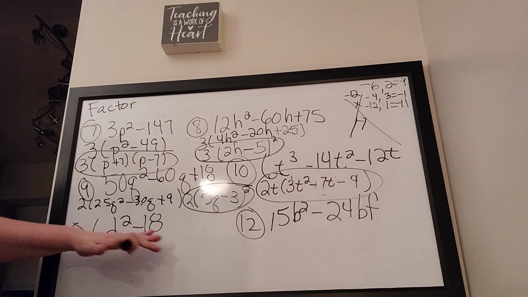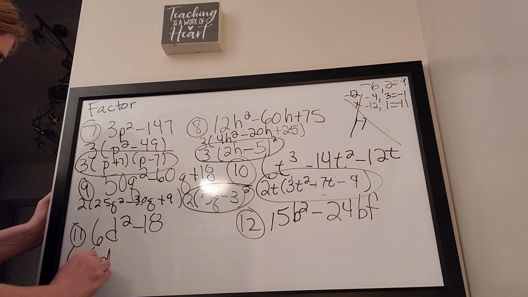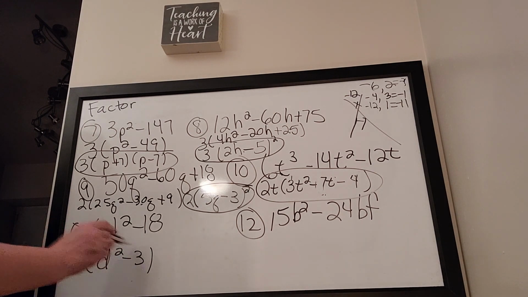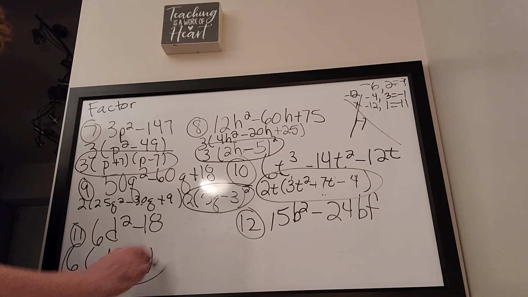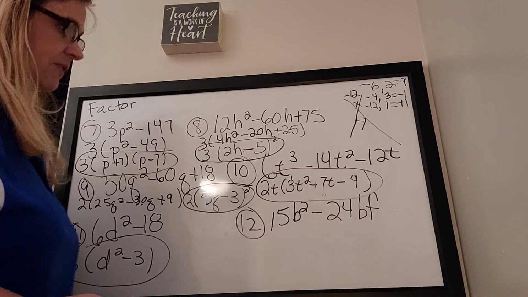This one, taking out the greatest common factor of 6, we're left with d squared minus 3. This is not a difference of perfect squares. That's not a perfect square, so we're done. All we can do is take out that factor, that greatest common factor.